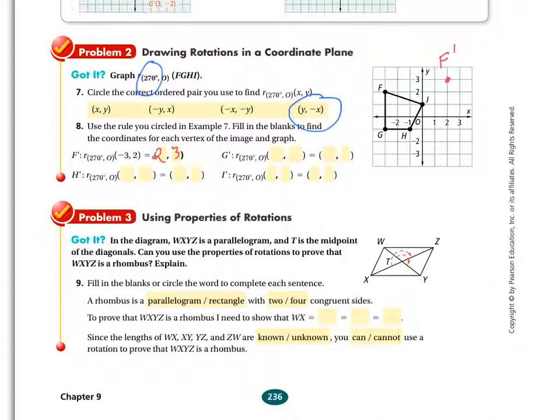All right, so then let's look at G prime. So G prime, we've got to find the ordered pair for G. So what's the original ordered pair for G? -3, -1. And so you're going to switch your x and your y, and you're going to change the sign of the x. So what do you get? -1, +3. And so you're going to plot that, -1, +3. Puts it right here, G prime.